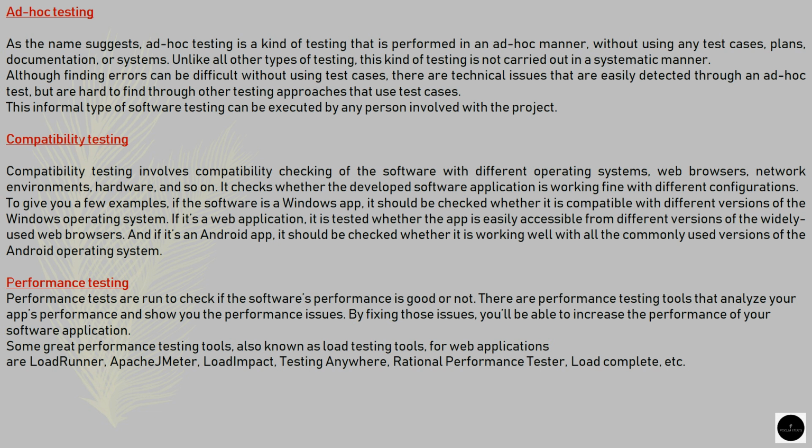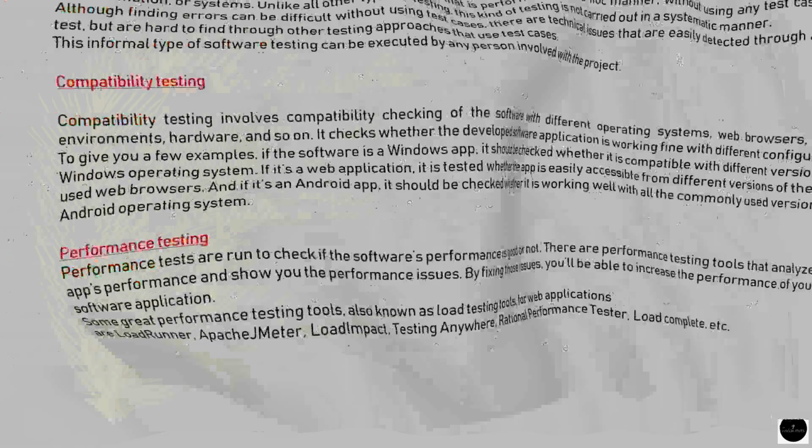Performance testing. Performance tests are run to check if the software's performance is good or not. There are performance testing tools that analyze your application performance and show you the performance issues. By fixing those issues, you will be able to increase the performance of your software application. Some great performance testing tools are Apache JMeter, LoadRunner, Load Impact, Rational Performance Tester, etc.